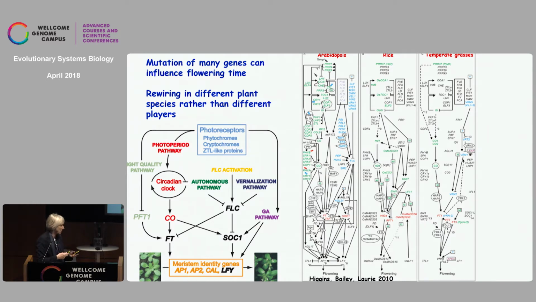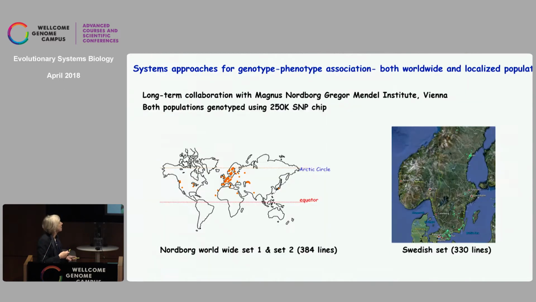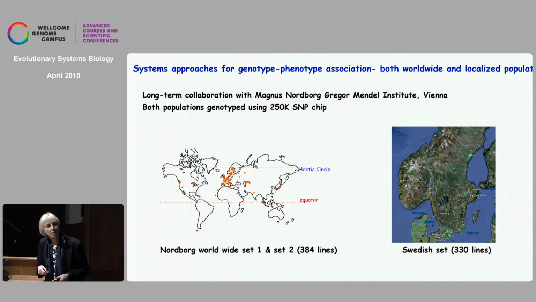So then the question was, can we use these genome-wide association analyses to look at the molecular basis of adaptation, of flowering time variation? And this was a long-term collaboration with Magnus. We used 2 populations. He had collected something which everyone calls set 1, set 2. There were 384 lines, and he'd selected them very carefully to represent local diversity as well as worldwide diversity, to set this up so that he could do the association analysis.